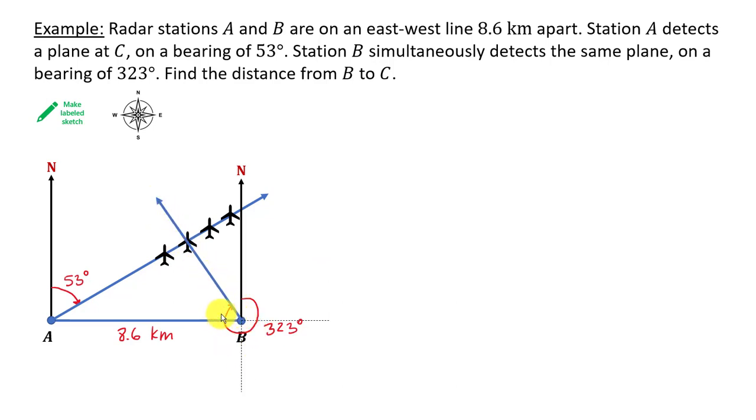And where I stopped, I'm going to place the vector indicating the direction in which station B detected that same plane. Well, where those two vectors intersect, that's where the plane will be, because they detected that plane at the same time. That's where I have to place point C. Okay, and finally the question: find the distance from B to C. Now it makes sense what I need to find. I need to find the segment here, the distance from B to C. I'm going to denote it by X.